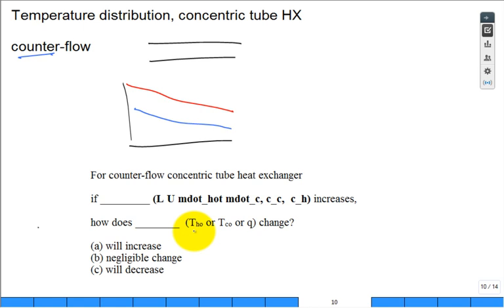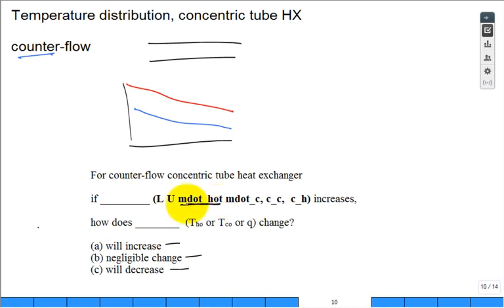How does the temperature hot out change, or how does the temperature cold out change, or how does the Q, the amount of heat transferred within this device, the rate of heat transfer, how does that change? So will it go up? Will it negligibly change, or will it go down?